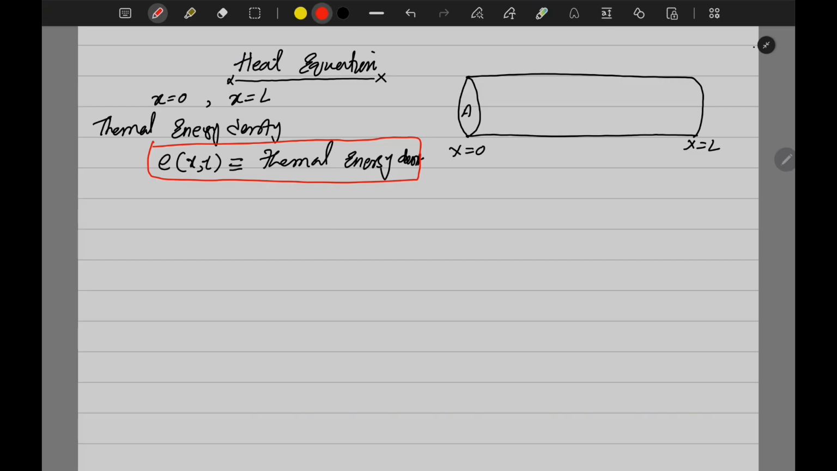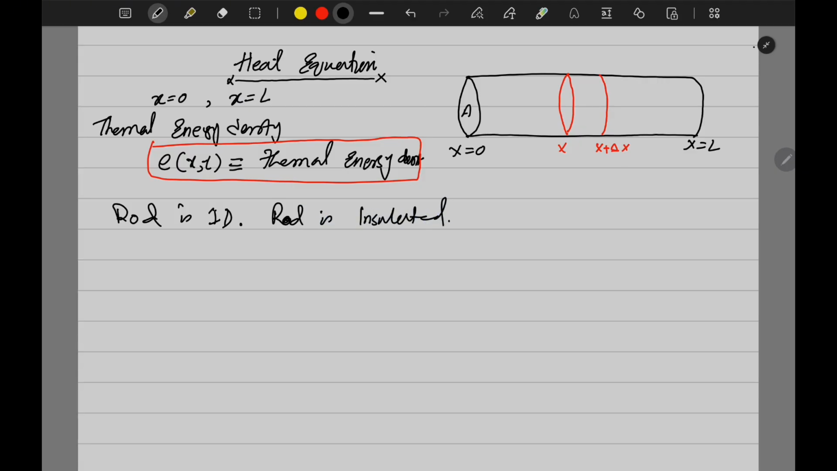In our figure, we consider a small patch. We start from x and go to x plus delta x, and if we move backward it will be x. The thermal quantities are constant across a section, and the rod is one-dimensional. The rod is 1D, and the rod is perfectly insulated. That is very important.